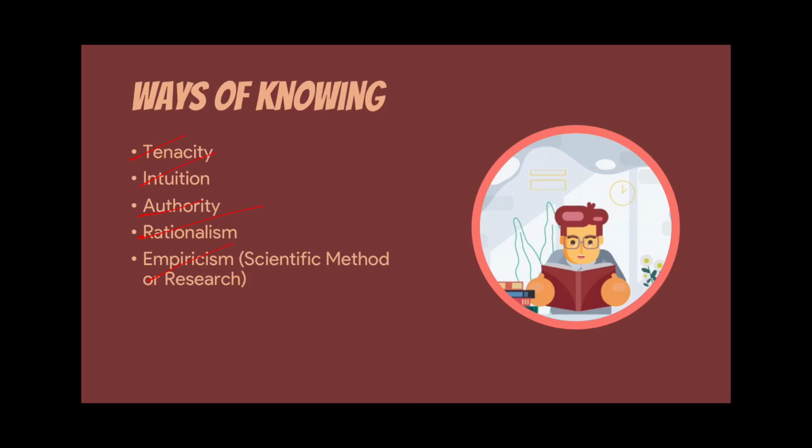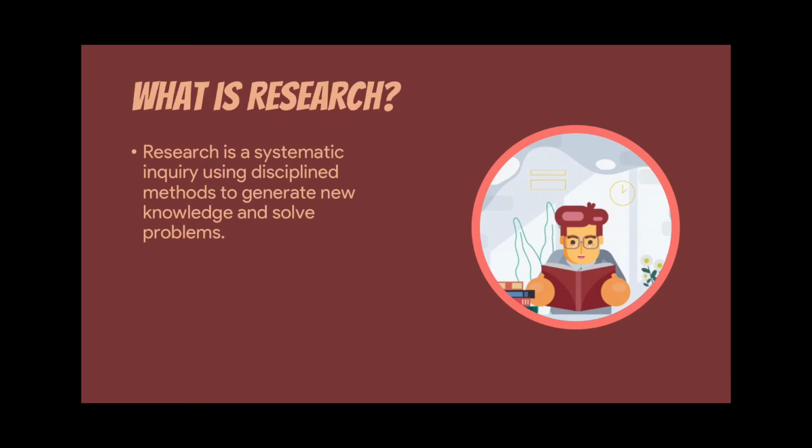So as I said, the method of acquiring knowledge through empiricism involves doing and consuming research. So this now leads us to the definition of research. And this one is my favorite definition among all of the things that I've read. No? So let me read this to you. Research is a systematic inquiry using disciplined methods to generate new knowledge and solve problems.